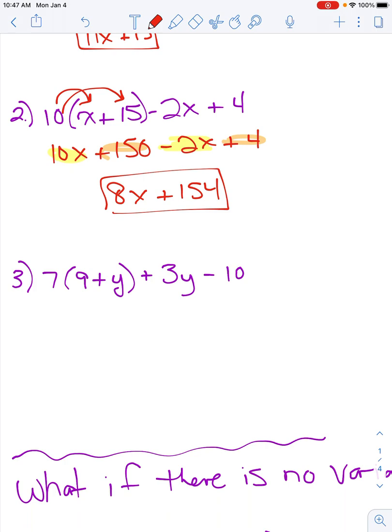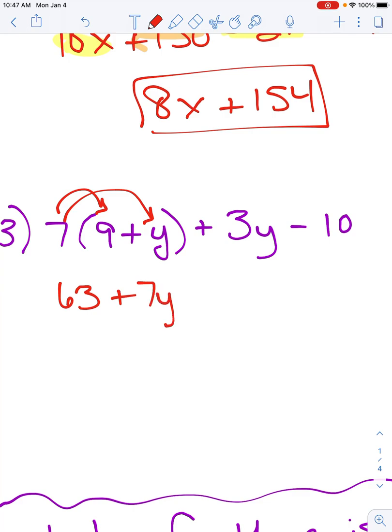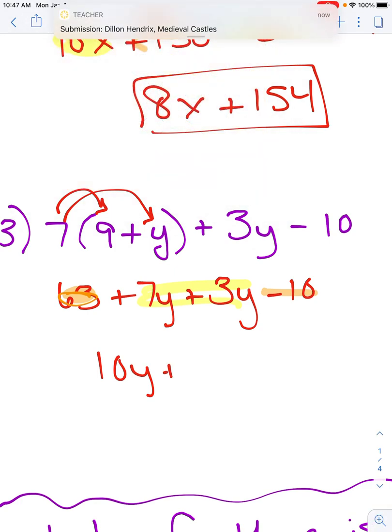And then this last one, go ahead and write it down and unpause. 7 times 9 is 63. 7 times y is 7y. Bring down everything else that is not inside parentheses and combine like terms. So 7y plus 3y is 10y. And 63 minus 10 is a positive 53.